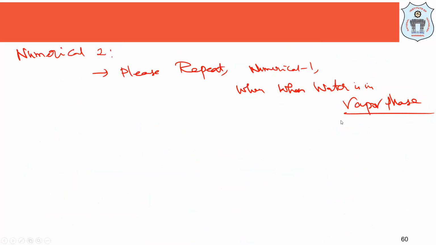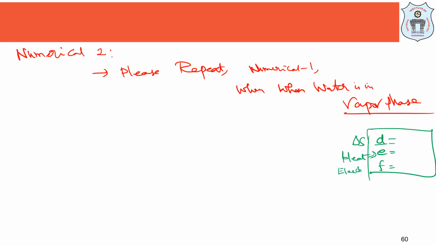And please submit your answers. So this answer, you will substitute D, E, F. Please comment your values of D, E and F, where D is your delta S value, E is the energy lost in the form of heat, and F is the electrical energy done. So these three values, please comment. I hope you are able to practice it and submit it.